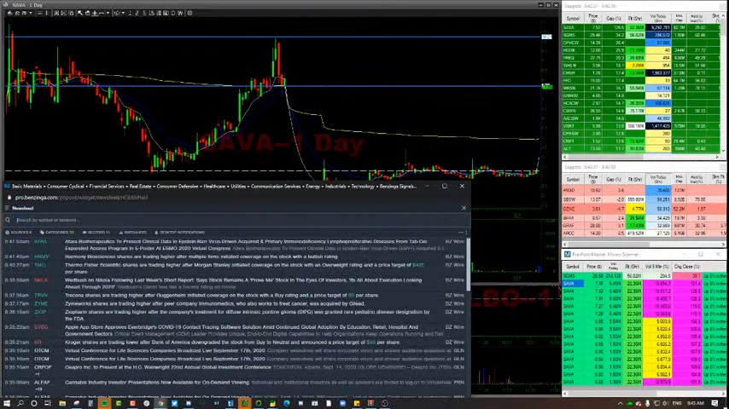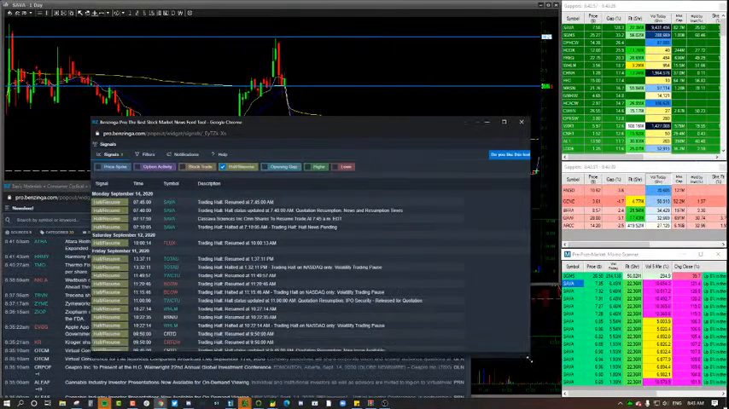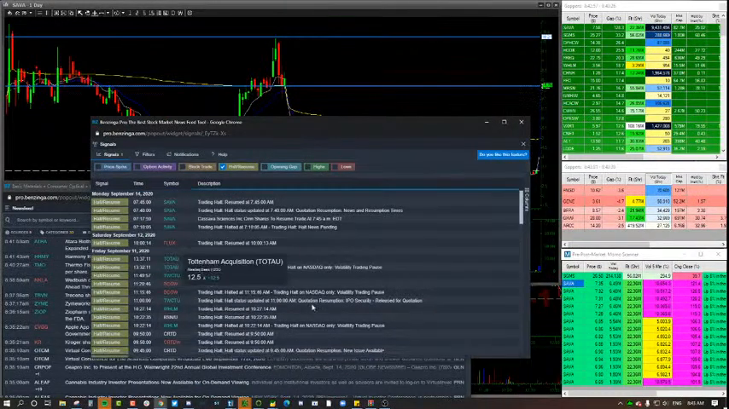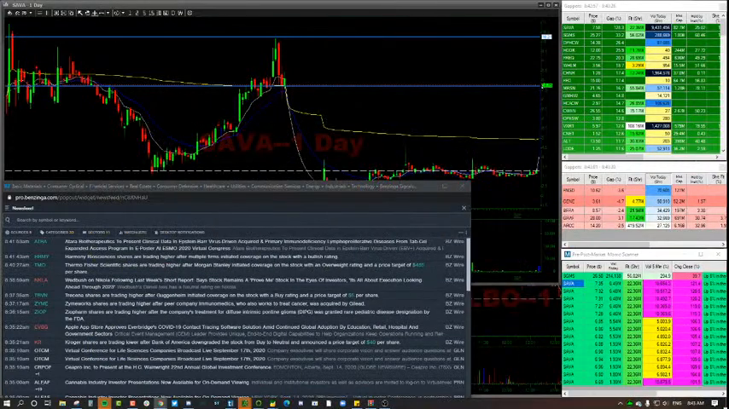You also have, if you want to play halts or other stuff, they do have halts and stuff like that. So if something is halting, it would just show up here. You can filter. You guys know Benzinga, all right? There's a lot of YouTube videos if you want to have a look at it. It's a bit expensive though.